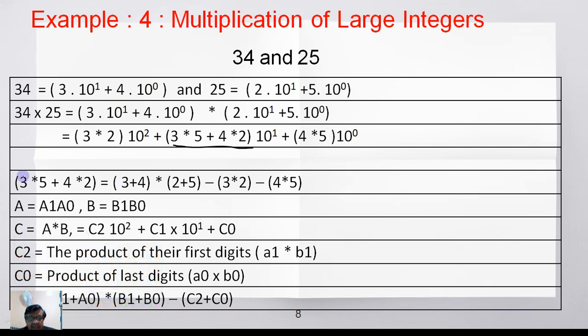Yeah, we'll take this. So 3 into 5 plus 4 into 2 can be written as 3 plus 4 into 2 plus 5 minus 3 into 2 minus 4 into 5. So 3 into 2 is here; we have already found the answer. And 4 into 5 is here; we have already found the answer over here. So what remains to be found is only this much.